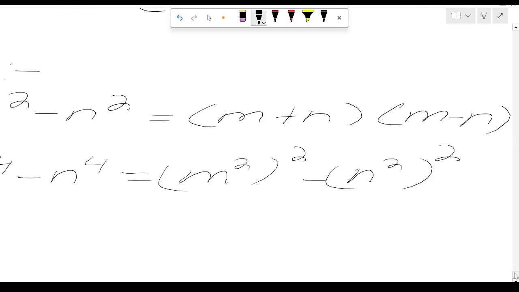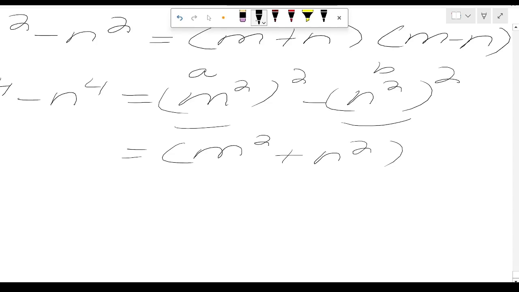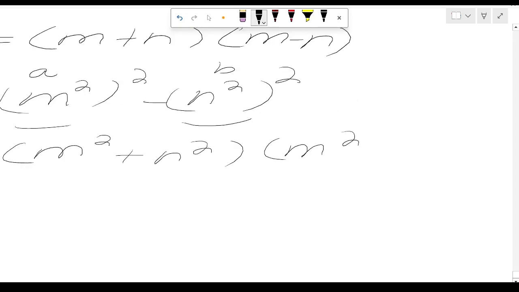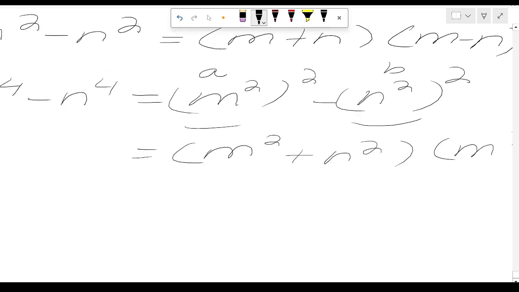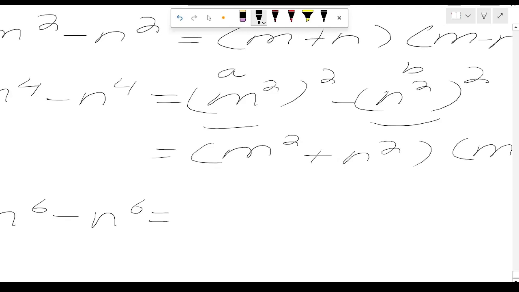Now here we have this in the a square minus b square form, so I can simply write m square, which is our a, and n square is our b. So I'll write m square added with n square, and then m square subtracted from n square. This is our second factor. Then we have m power 6 subtracted from n power 6. If we simplify this, we can write it as m power 3 whole power 2 minus n power 3 whole power 2. It is exactly the same, just expanded.